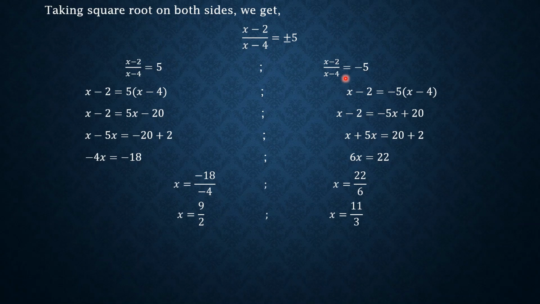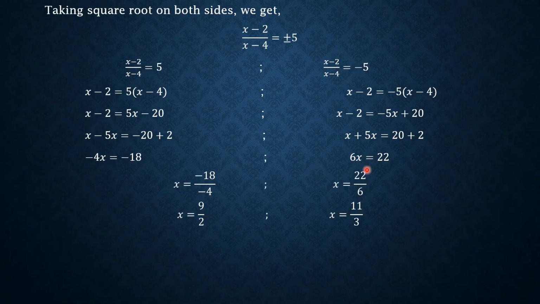Now come to the negative sign of this fraction, that x minus 2 over x minus 4 equal to minus 5. So by cross multiplication, we have x minus 2 equal to minus 5 into x minus 4. Now after opening the bracket, we have on the right side as minus 5 into x equal to minus 5x. Now minus into minus plus, it will be 5 4s are 20. So transposing the terms of x to the left and the constant to the right, we have x plus 5x equal to 20 plus 2, or 6x equal to 22.